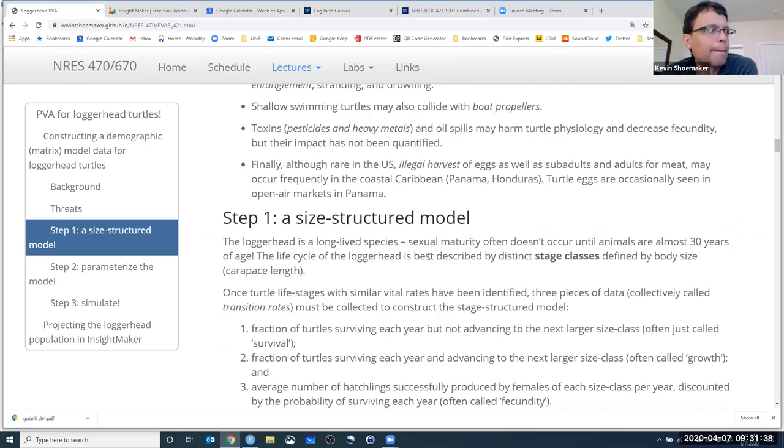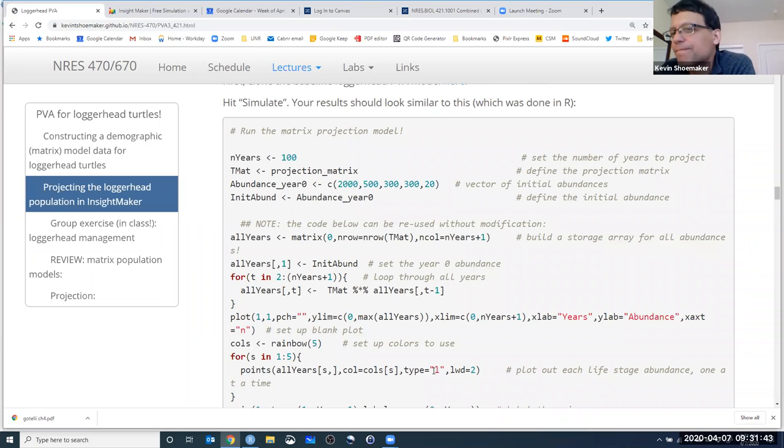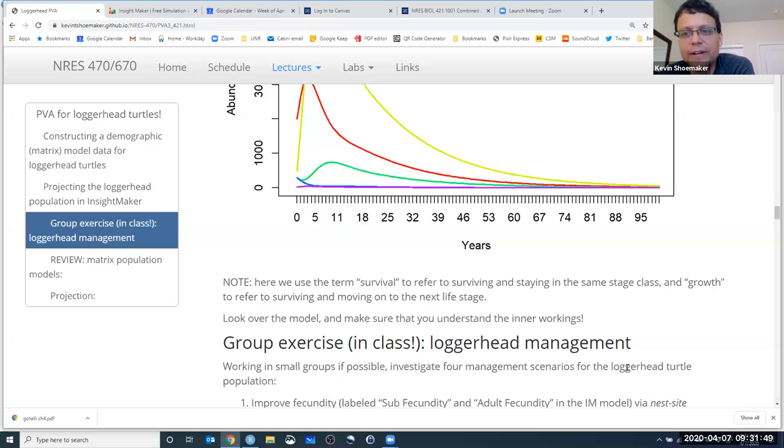And so after you answer the questions on Web Campus on the loggerhead, that's the end of the short course. Again, if you have any questions at any point, please put them on the discussion board so everyone can see them and learn from them. I'm going to stop sharing my screen for just a second and pause and see if there are any questions right now. And then maybe we could do an Insight Maker demo or two, but I'm going to stop this for now.